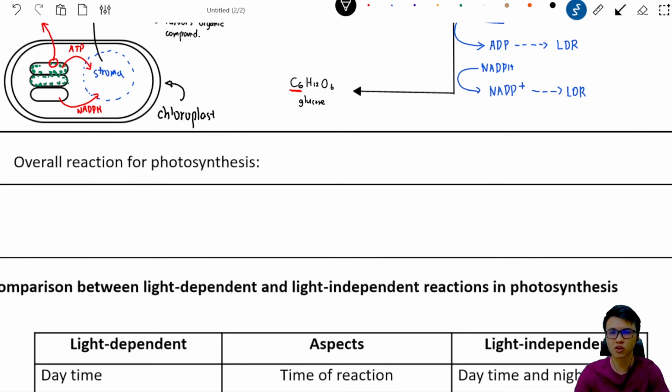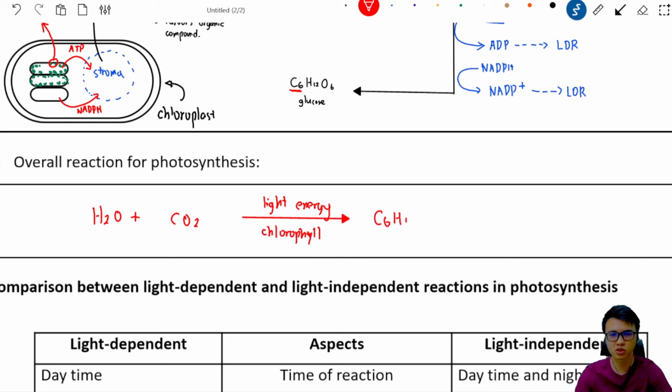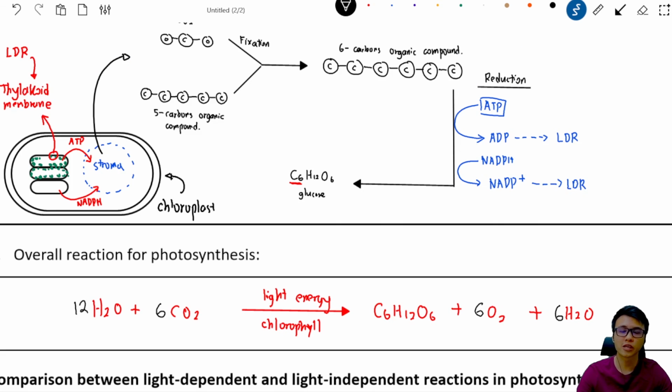The overall reaction of photosynthesis: water and carbon dioxide, in the presence of light energy and chlorophyll, will form C6H12O6, the glucose, and oxygen and water. This oxygen and water actually come from the light dependent reactions, and the glucose comes from the light independent reactions. Remember, don't forget to balance the equation. So in this reaction, we have 12 water molecules, 6 carbon dioxide molecules, 1 glucose, 6 oxygen molecules, and 6 water molecules.